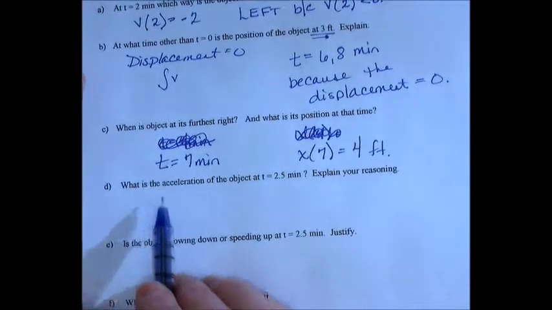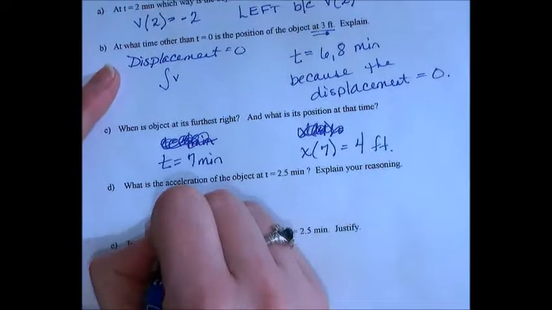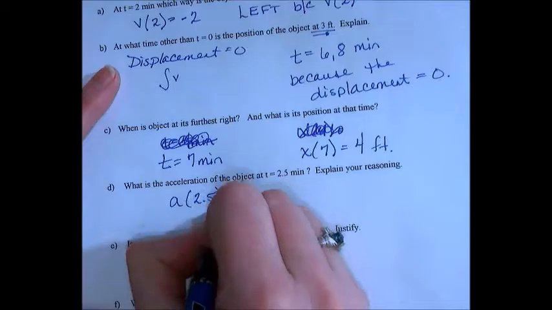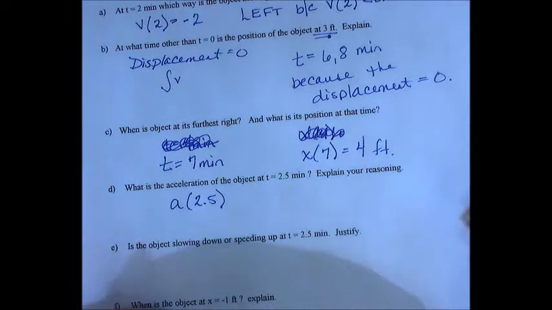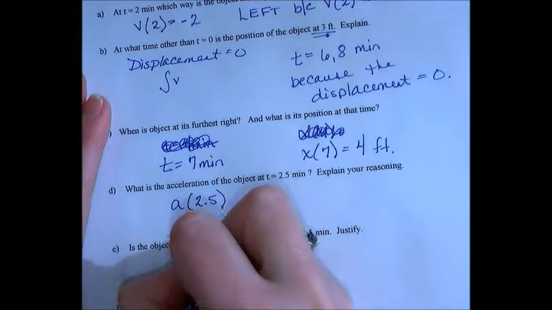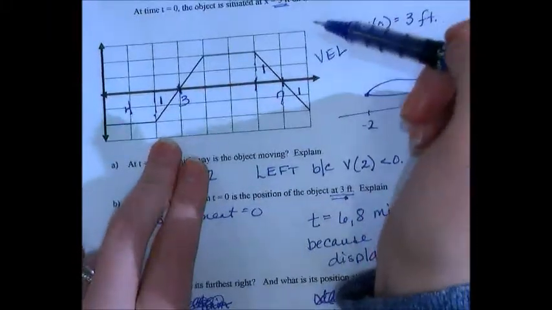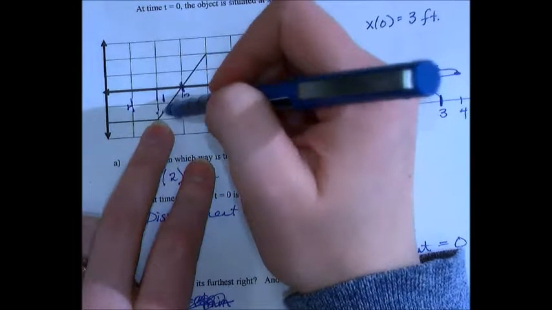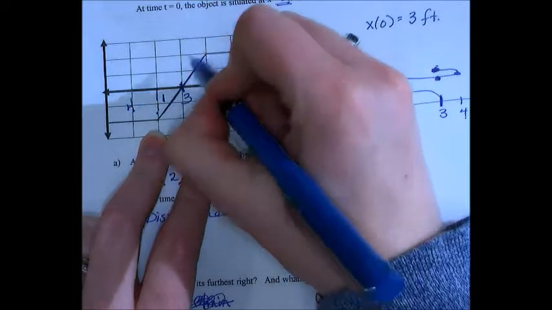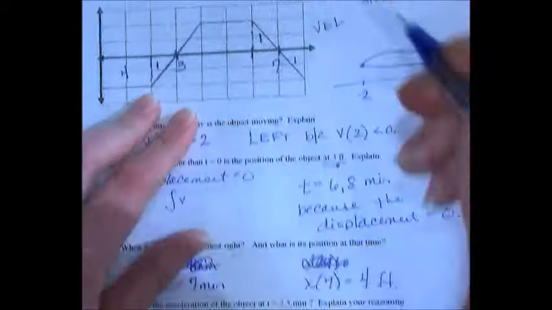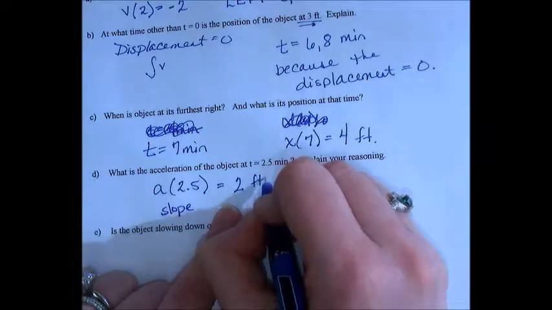Part D, what is the acceleration of the object at 2.5 minutes? If I want the acceleration at 2.5 minutes, I want the derivative of this graph. That means I need the slope of this graph. So this really means I need the slope of the line at 2.5. Because we have an actual graph, we're not just going to say that it's positive. We're going to get the actual slope. This line segment here has a slope of 2/1. So that has a slope of 2. So that's the acceleration, and don't forget your units.